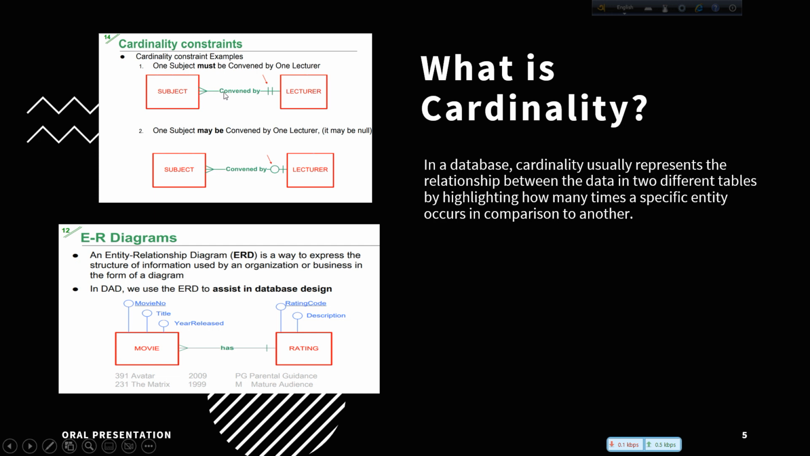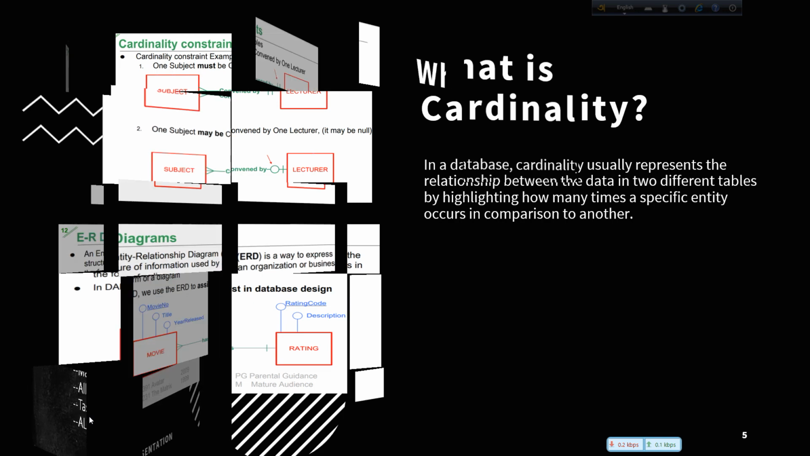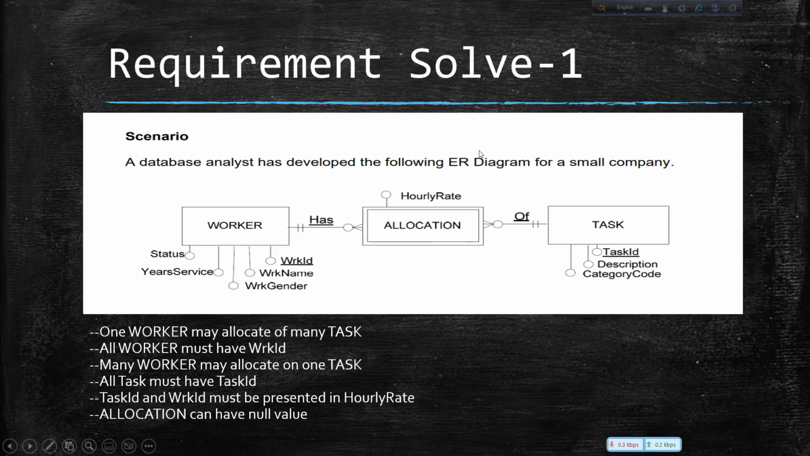In short, between the two entities, subject and lecture, you can see there's a bridge. For this sign you can say must, and for the circle sign you can say maybe. So one subject must be connected to one lecture, and with the circle, one subject may be connected to one lecture.